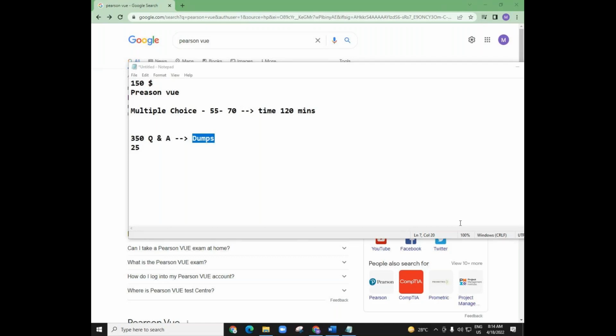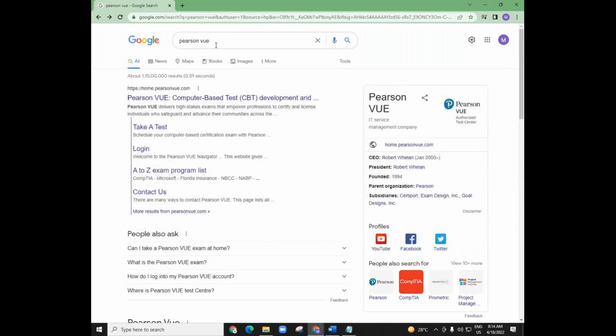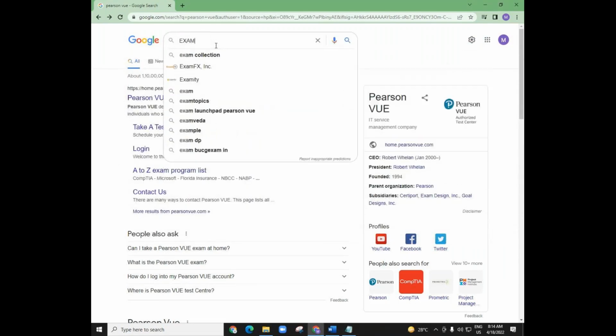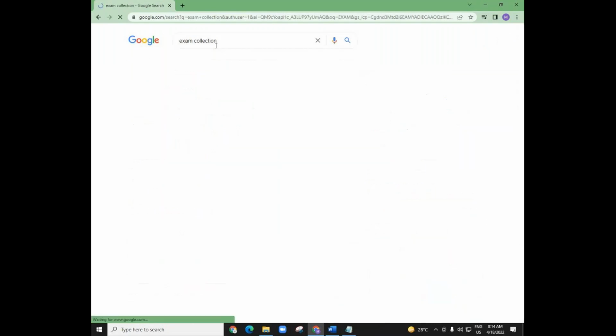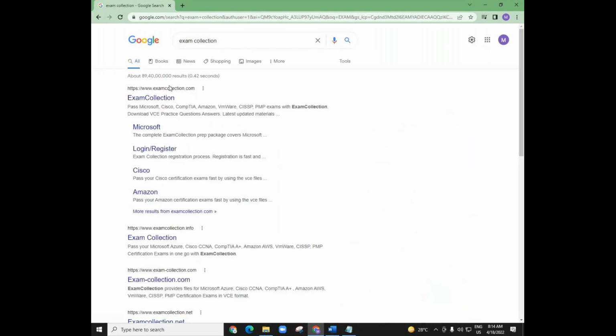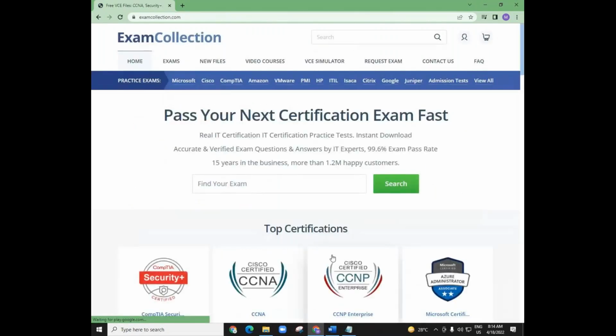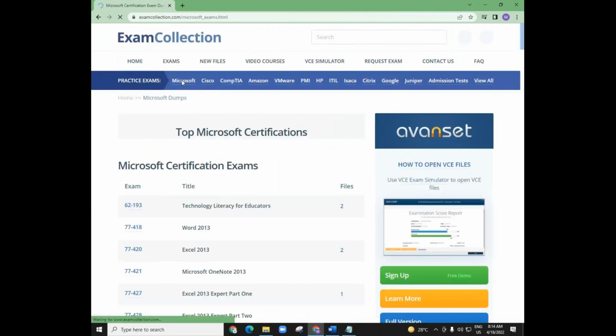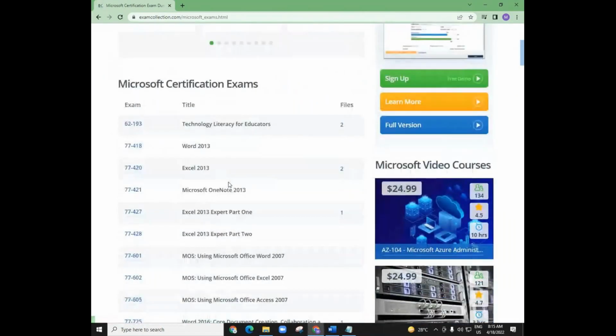Now the question here is from where we can take dumps. There are certain websites we have here. For example, if I go to exam collection, this is a very famous website. Just go to examcollection.com and here you can see Microsoft. Just click on Microsoft. It will show you all the available certifications from Microsoft.